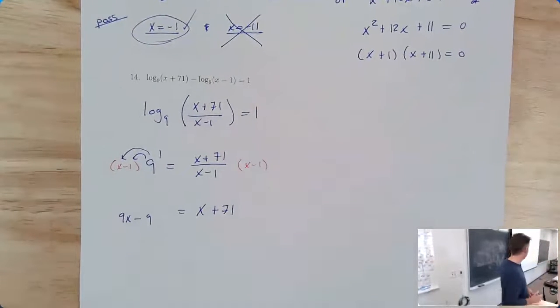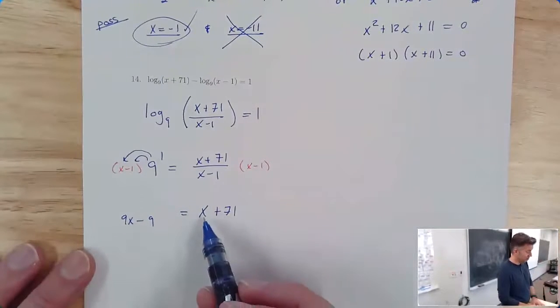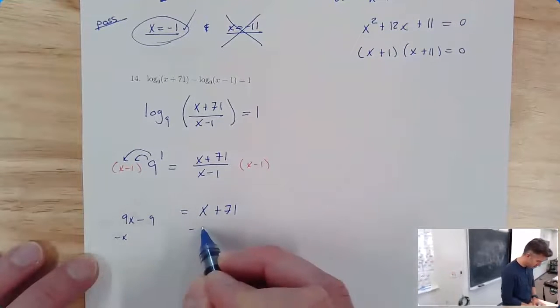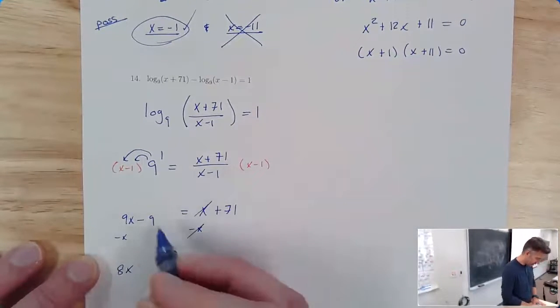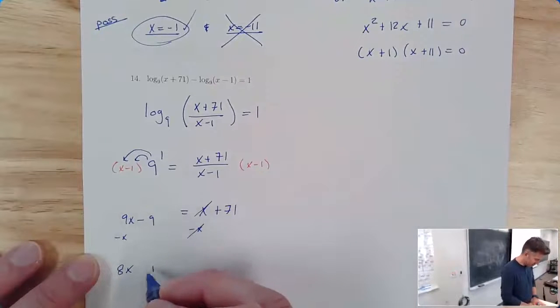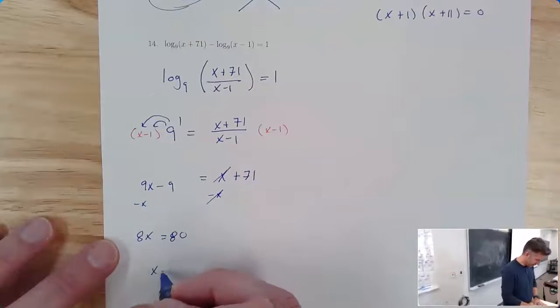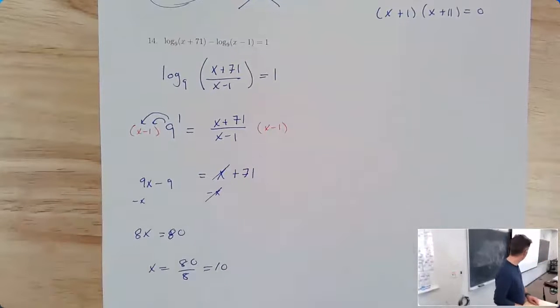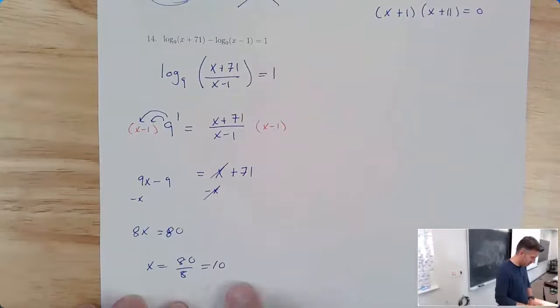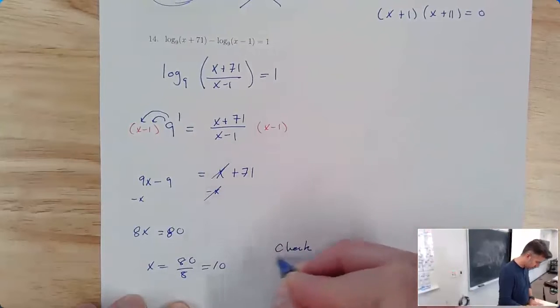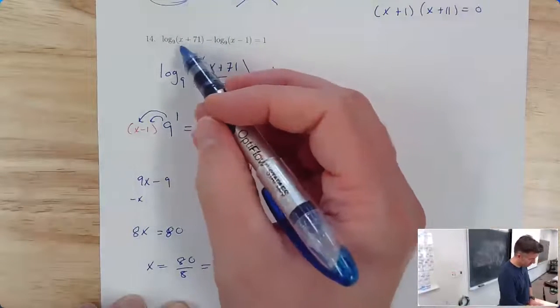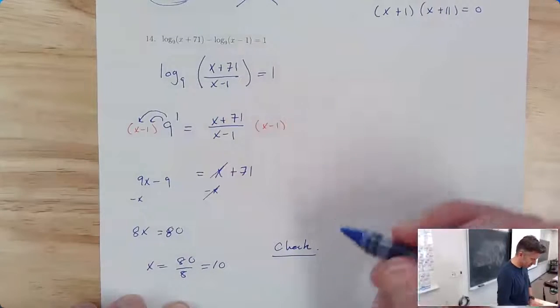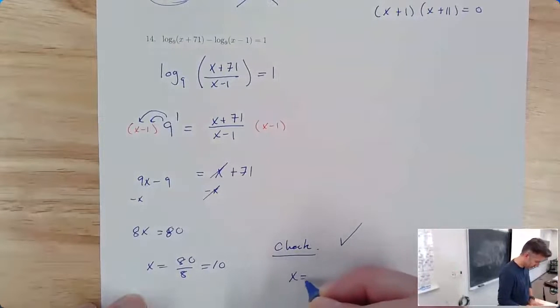And then I'm going to bring my x's to the side where they'll be positive, even though you can pick either side. So I'm going to subtract x from both sides. So I have 8x, and I'm going to add 9 to both sides, which is going to give me 71 plus 9 is 80. And then dividing both sides by 8, I should get x equal to 80 over 8, which is 10. And I still have to check my answer. So I plug back into the original thing. 10 plus 71 is positive, 10 minus 1 is positive. Great. We're good to go. So x equals 10.